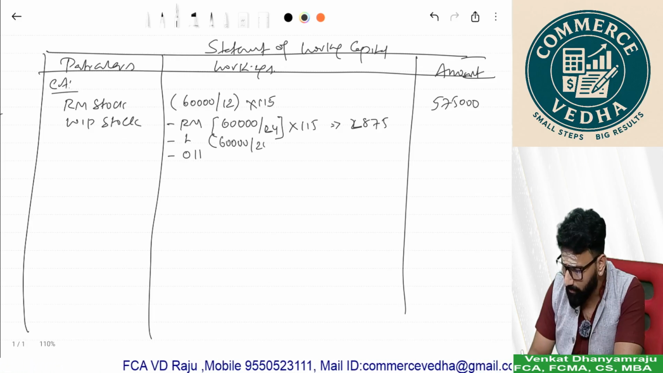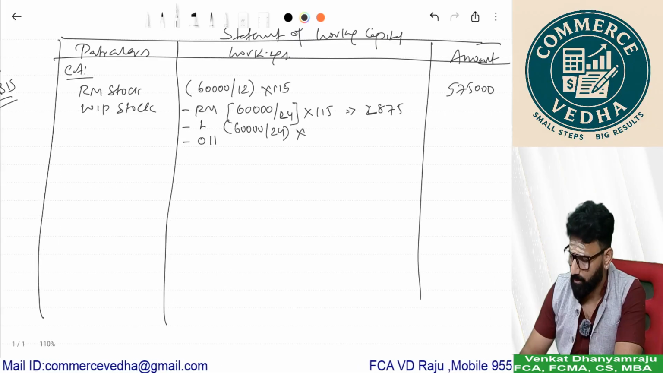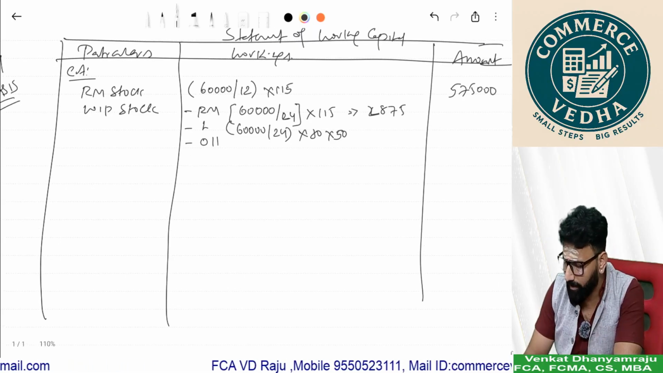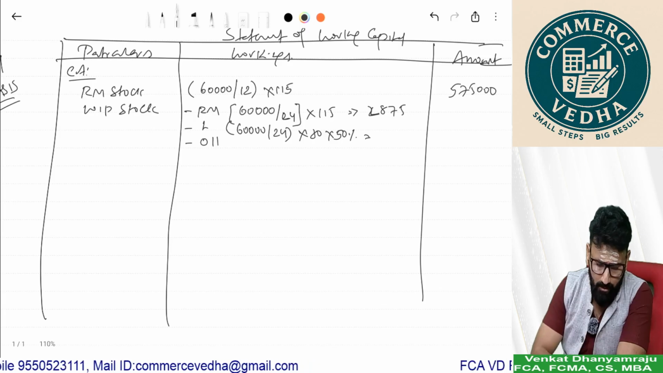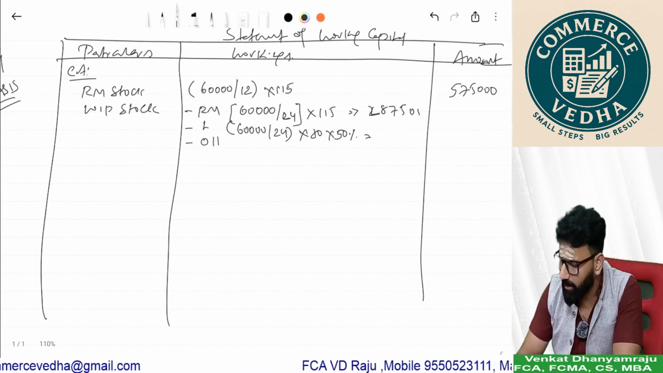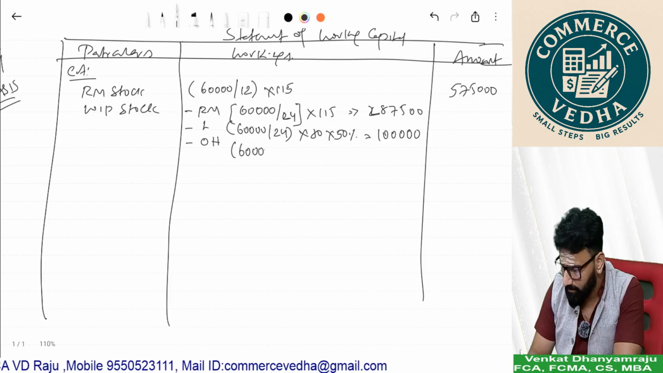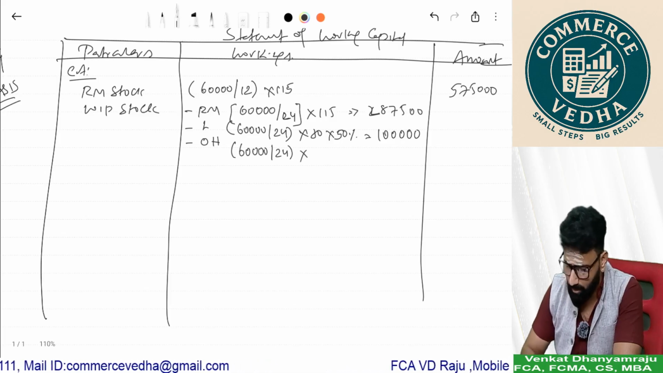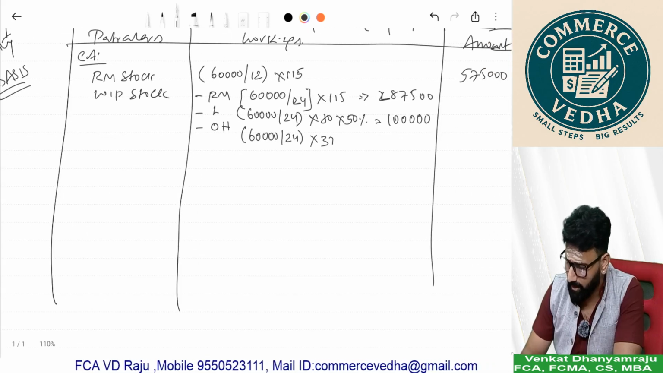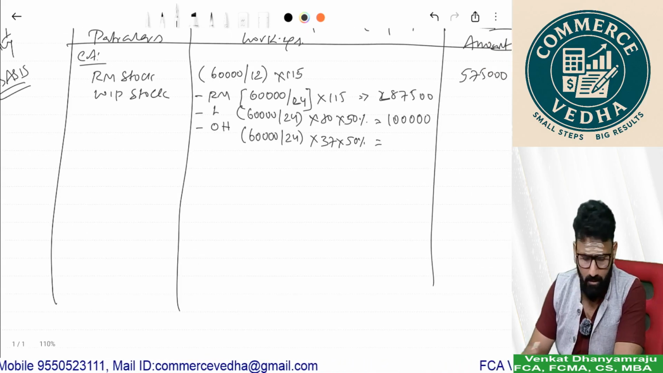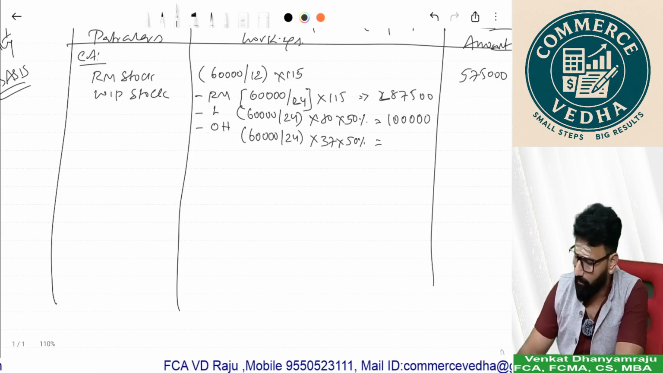60,000 by 24 into, what is the labor cost per unit? 80. So 80 into, it is 50% complete. So 60,000 by 24 into 80 into 0.5, 50%. Your labor is 1 lakh. And your overheads 24 into, what is the overhead cost? 37 into 37 into 50%. So 60,000 by 24 into 37 into 50%, 46,250.